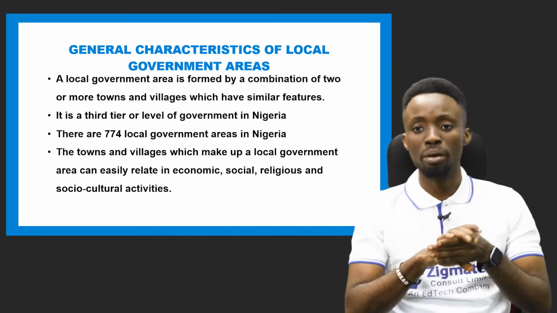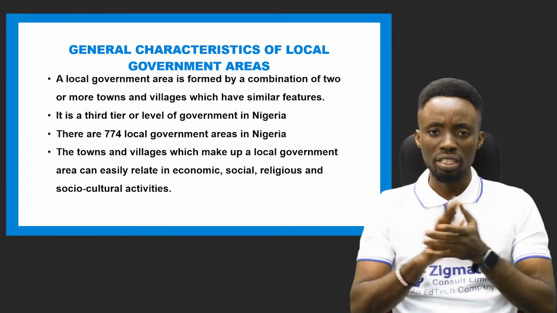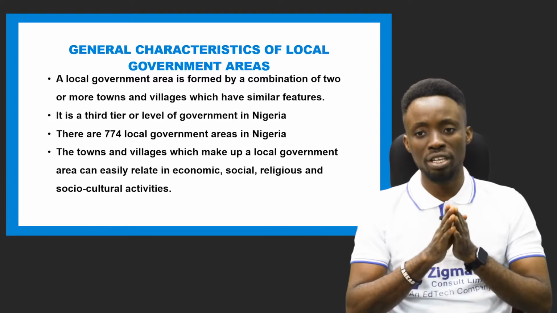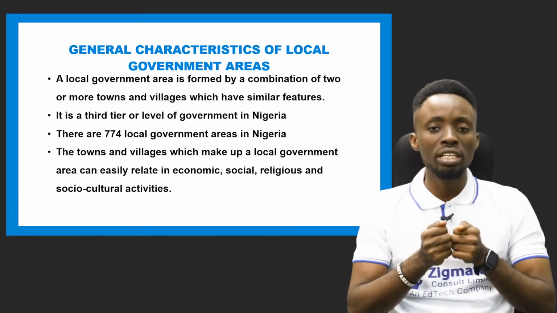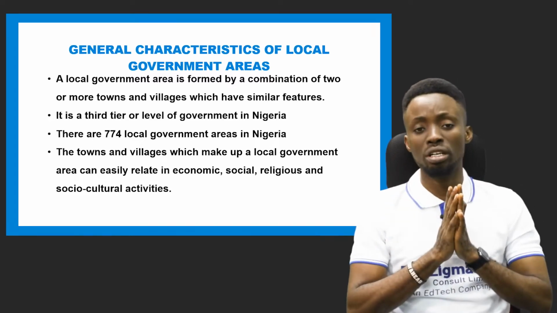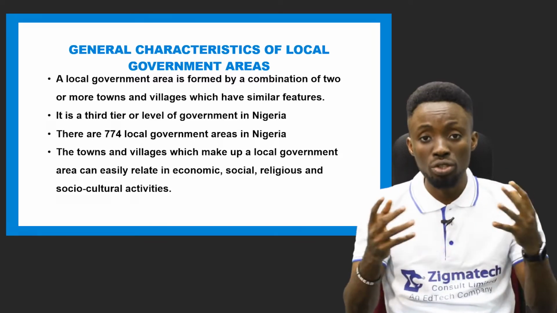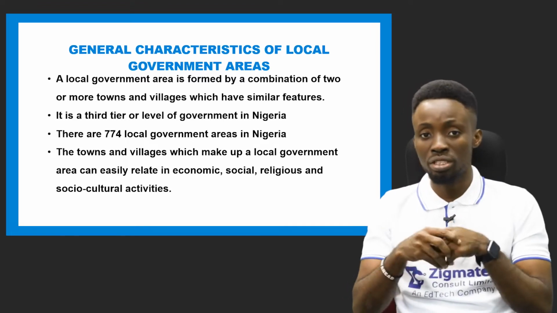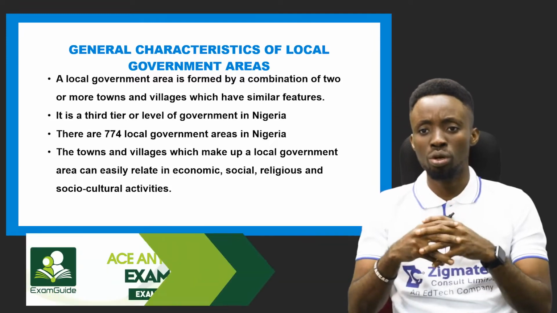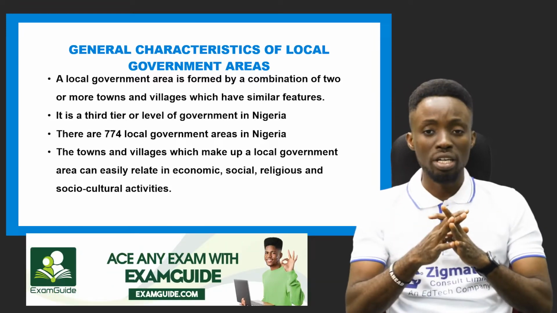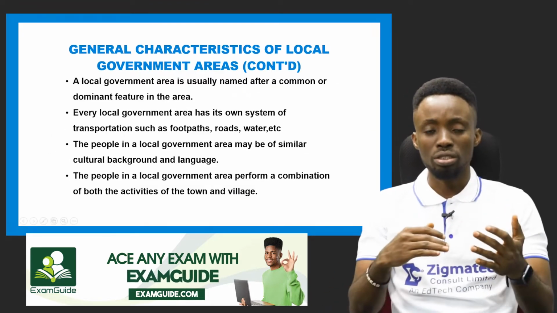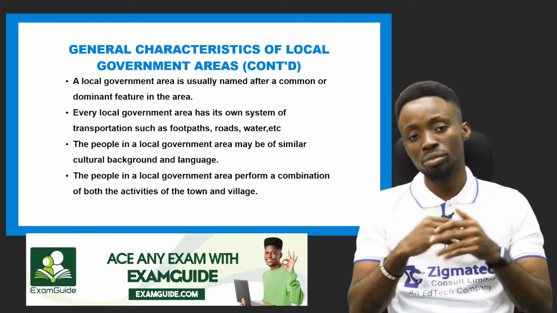Also, the towns and villages that make up each of these local government areas relate in economic activities, in social activities, in religious activities, and also in socio-cultural activities. So most of the local governments found in a state are related when it comes to these activities that go on in them. So let's proceed with some of the other characteristics.